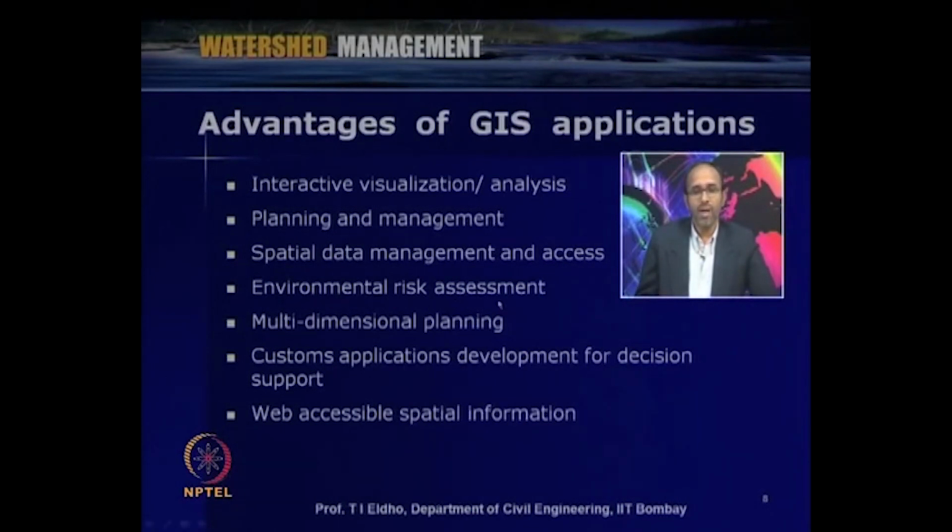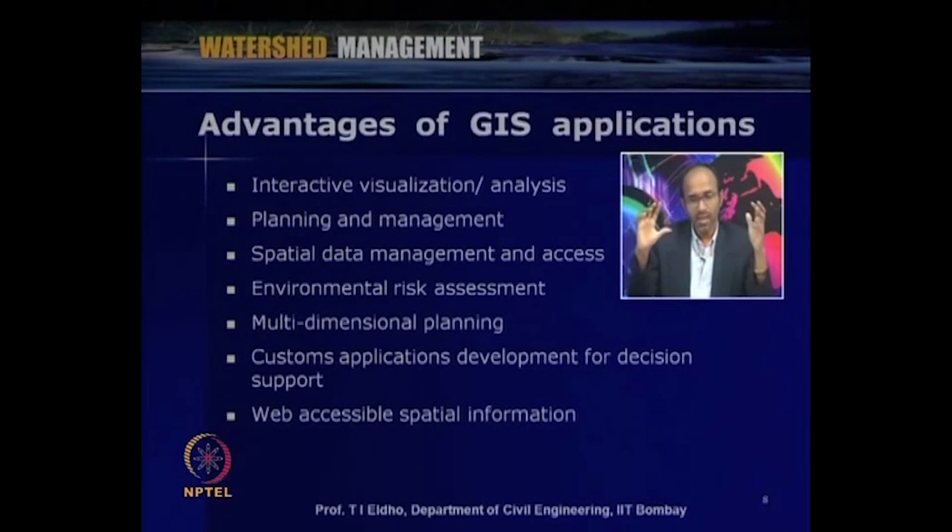Then we can use it for environmental risk assessment. Once it is set, we can see how the behavior is within the system, which we can study using the GIS. Then GIS can be used for multi-dimensional planning. Even though it is mainly spatial variation, we can create the spatial variations for various scenarios, and then we can use GIS for planning. Then customized applications development for decision support, for specific types of works. So, we can create a system, and then that can be utilized as a decision support system.